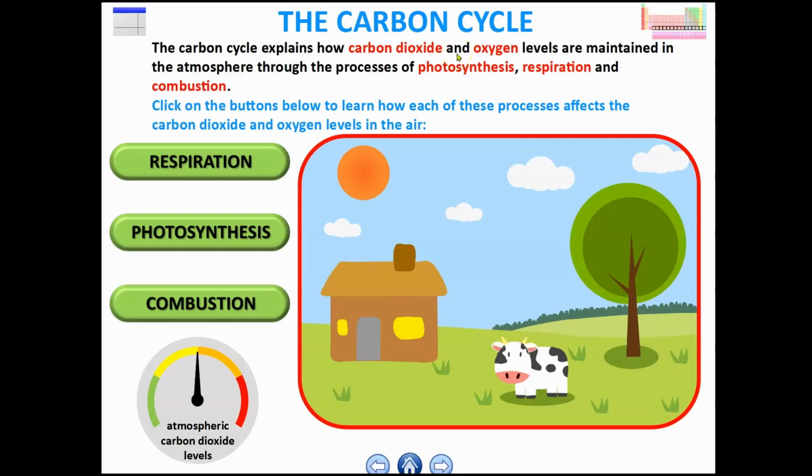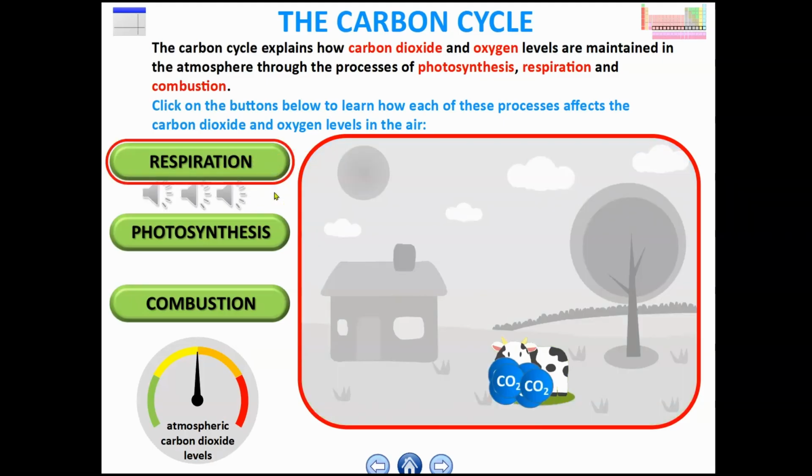The carbon cycle, you need to have some basic understandings of what's happening in the carbon cycle. So, respiration is one such thing that happens in the carbon cycle. And respiration produces CO2 from oxygen and a fuel, typically sugar, and expels CO2 into the atmosphere.